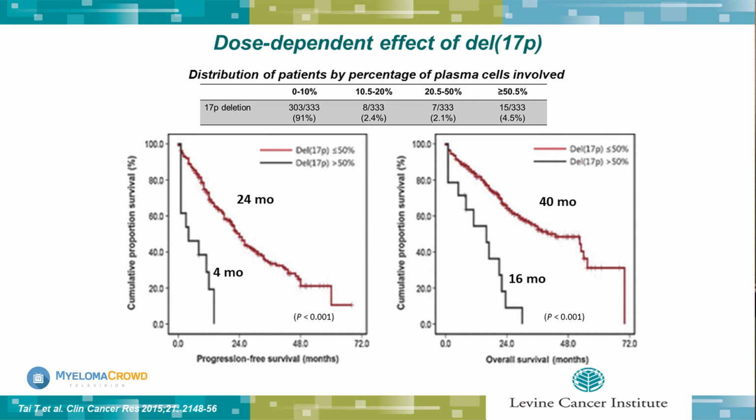Yes, having a deletion 17p is considered high risk, but the proportion of myeloma cells at baseline that harbor that deletion is probably even more important. So in this particular study, they used a cutoff of 50%. So if you had deletion 17p in more than 50% of your myeloma cells, your median progression-free survival is much worse than if it was present in 50% or less of the cells. Similarly, survival was affected by the burden of deletion 17p harbored by your myeloma cells. And different groups have looked at different cutoffs, 20%, 50%, 60%, and there's an ongoing initiative to pool all that data to help us better understand where the important cutoffs are.